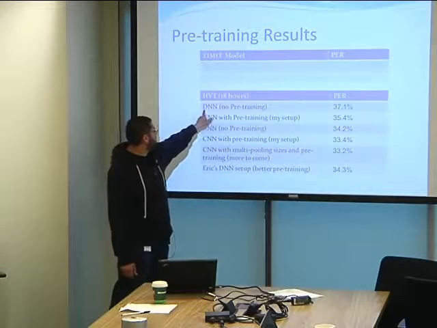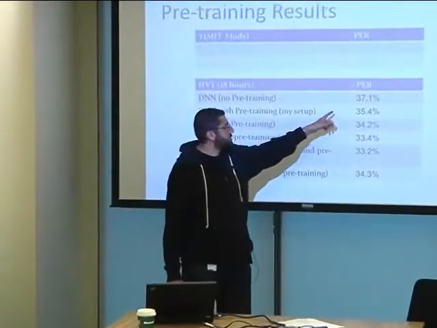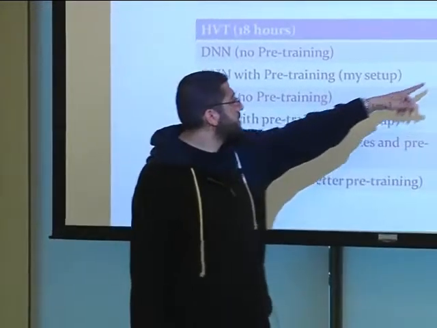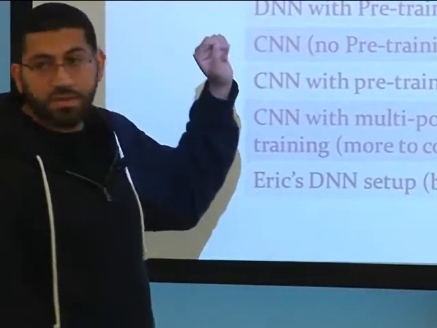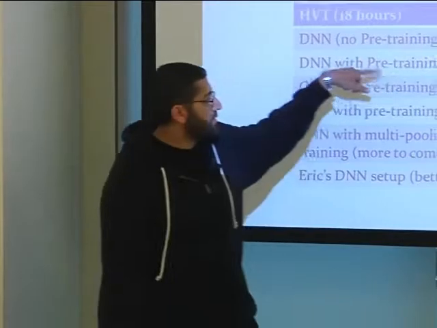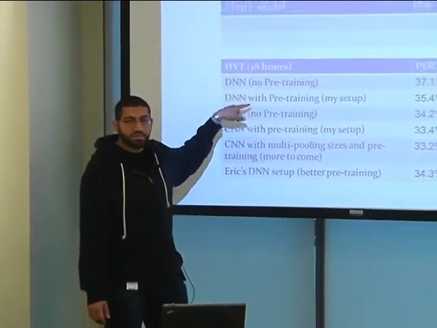So first, deep neural network without pre-training. This is the standard neural network. I get 37.1 phone error rate. HVT is the voice search data set we have here in Microsoft, and I used a subset of 18 hours just to get the results quickly. And on this data set, actually pre-training helps a lot. I did this experiment using my MATLAB setup.